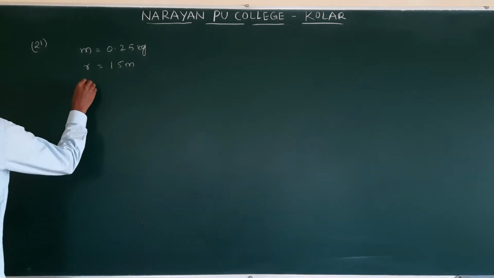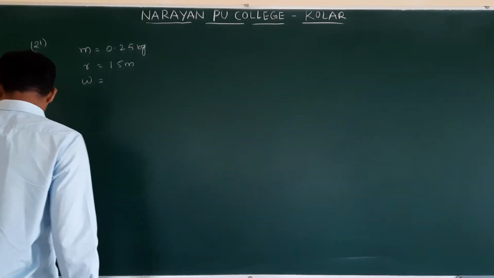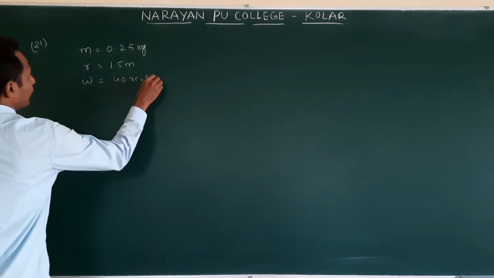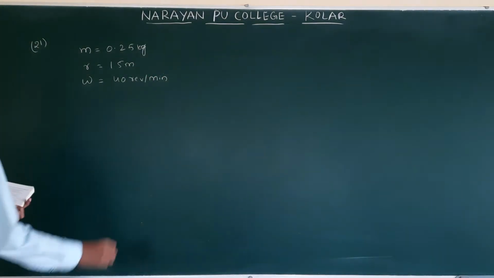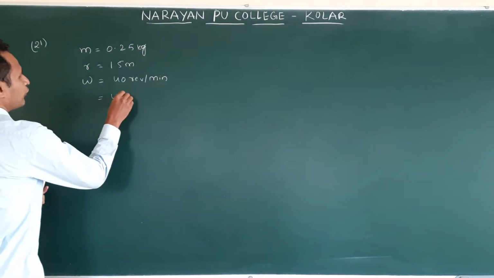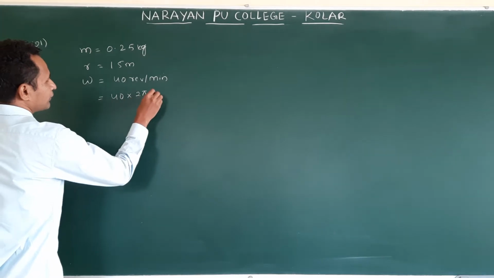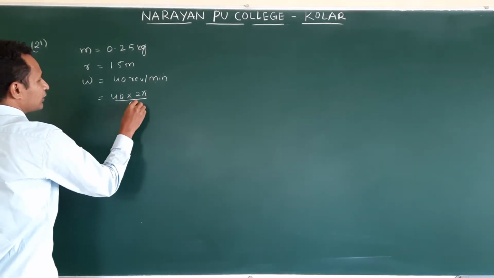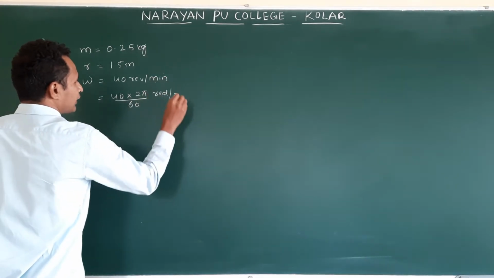Angular speed is given, 40 revolutions per minute. This we need to convert to radian per second. 40 into, 1 revolution carries 2 pi radians, by 1 minute carries how many seconds? 60. So radian per second.